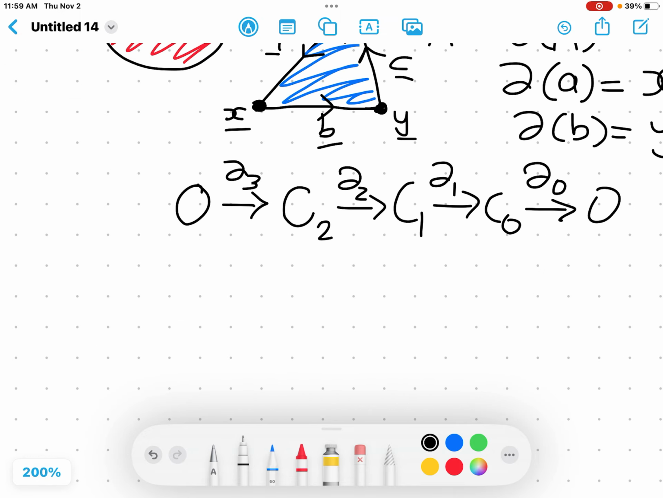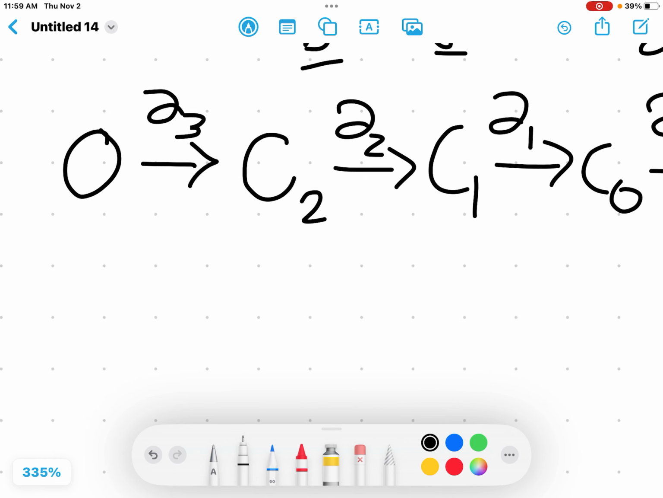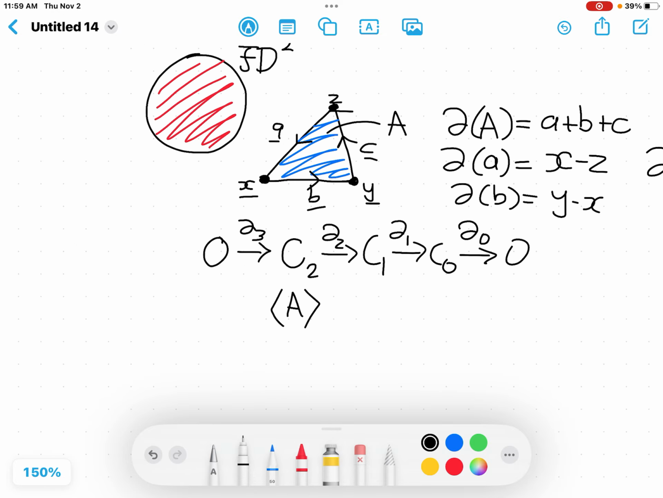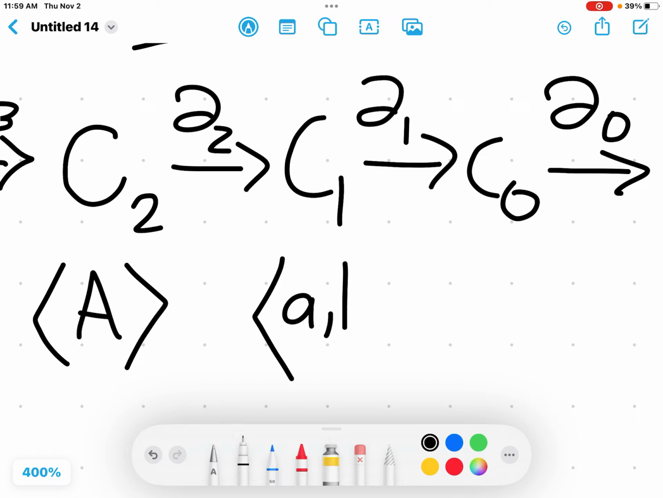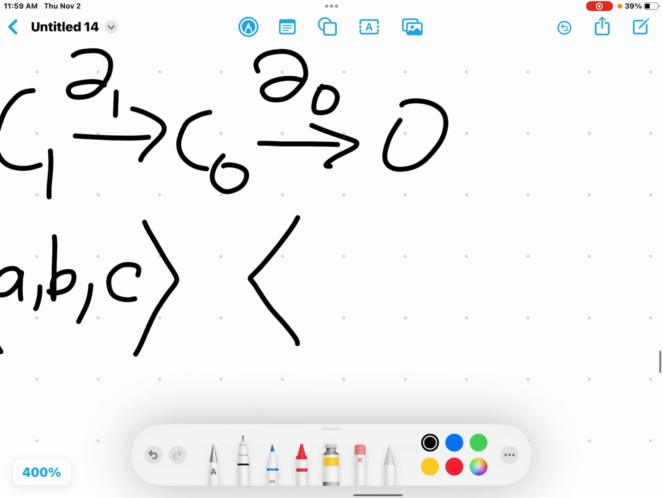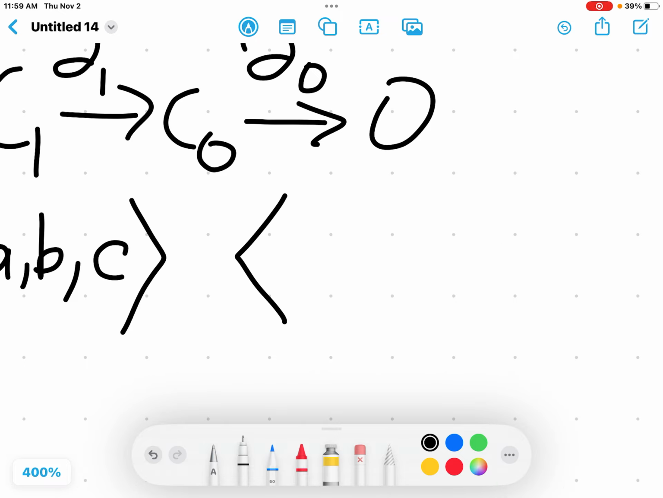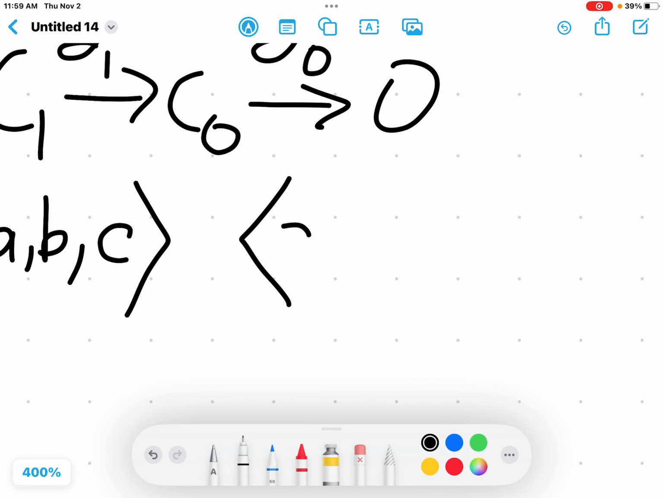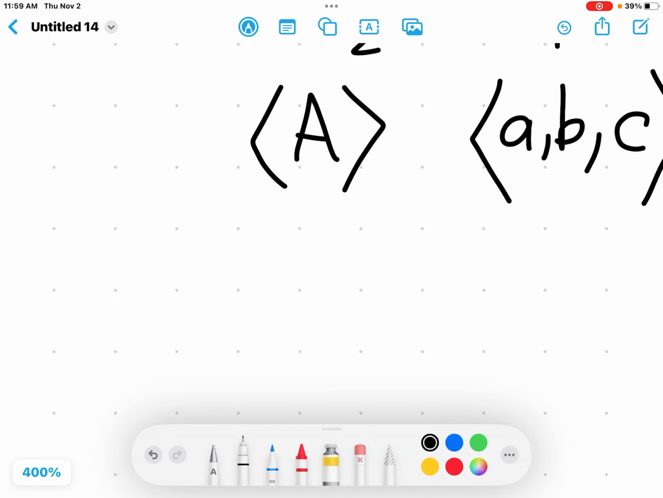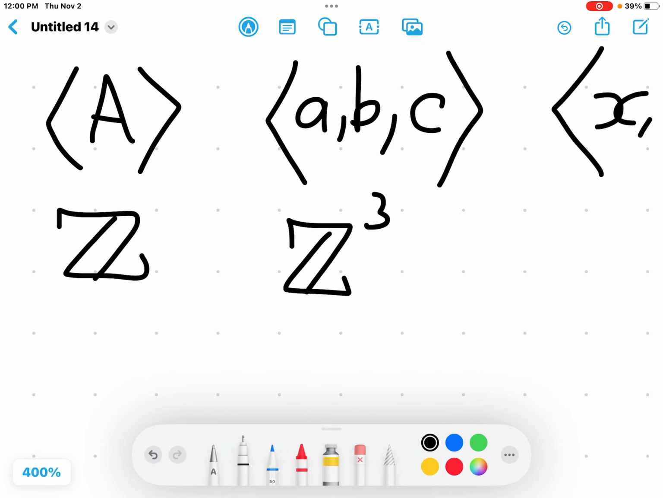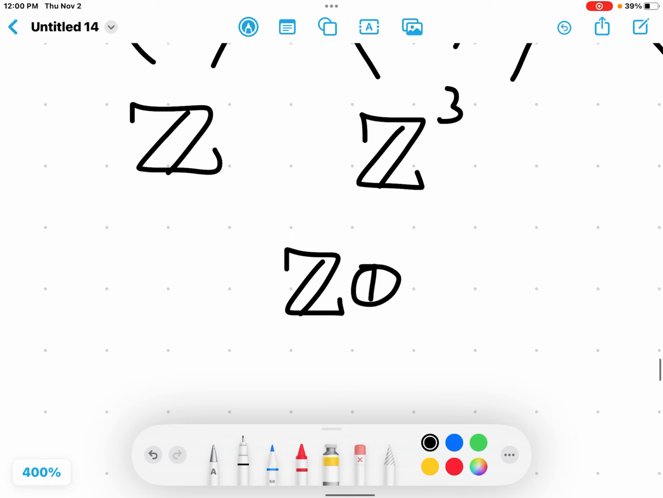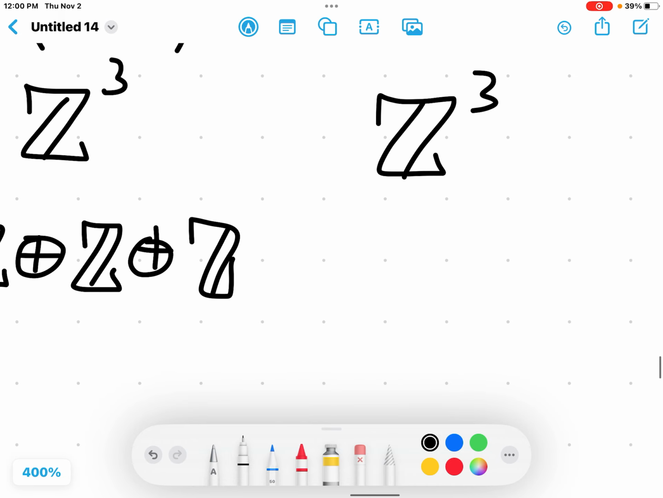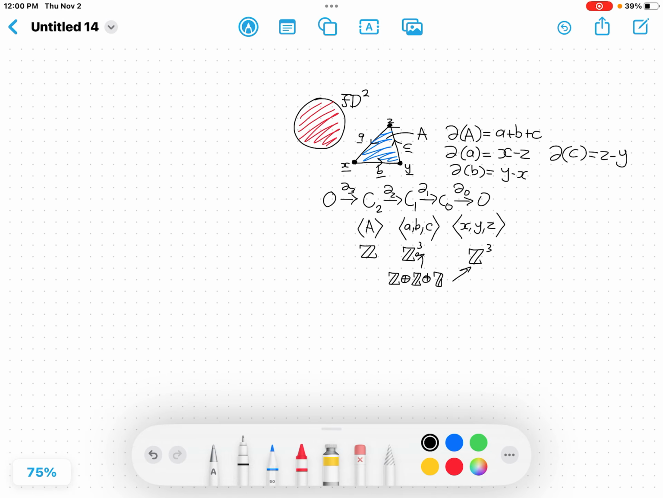We only have 1 face, only 1 2-simplex inside here. So it's immediate that C2 is generated by 1 element, so it's a free abelian group generated by only A. For C1, we have 3 edges, 3 1-simplices, so it's generated by A, B, and C. For C0, same procedure with the vertices: we have 3 vertices, or 0-simplices, X, Y, and Z. You can see the first is isomorphic to Z, and the others are isomorphic to Z cubed, or the direct sum of Z with itself 3 times. So we already know the boundary maps.